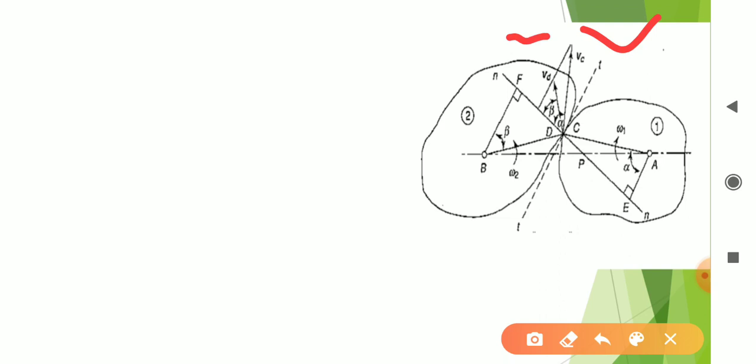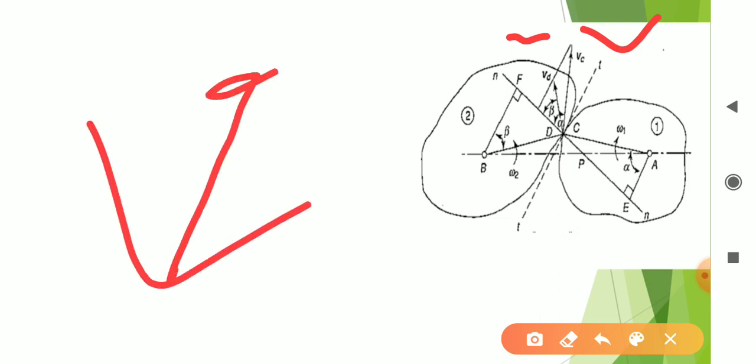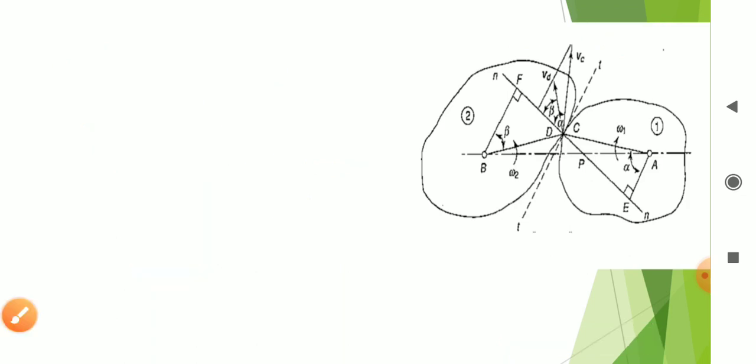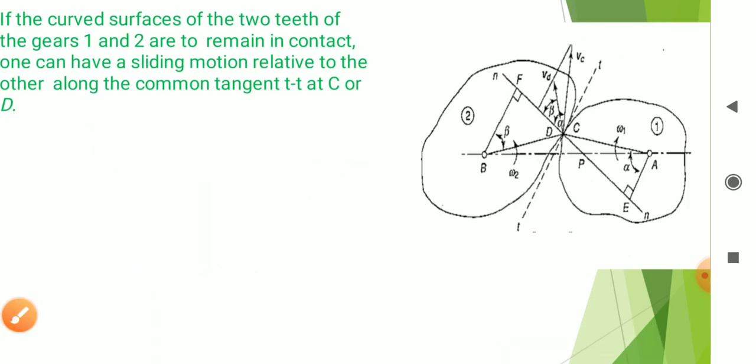Okay, so if we resolve, we already saw that there is one line, this is the reaction. Then there are two components, along the x direction and along the y direction. Similar thing will be here. There are two components. One component is along TT and one component is along NN. Okay. Today we are going to see the components along TT for the velocity of sliding.